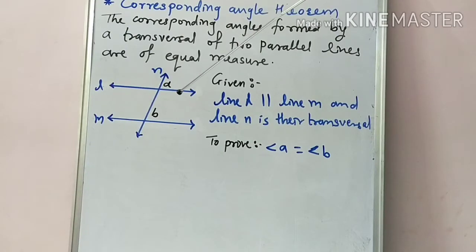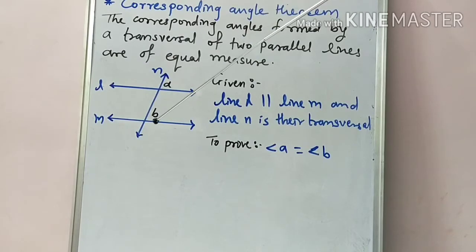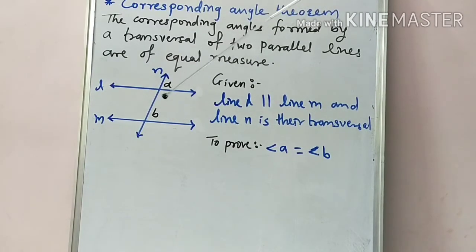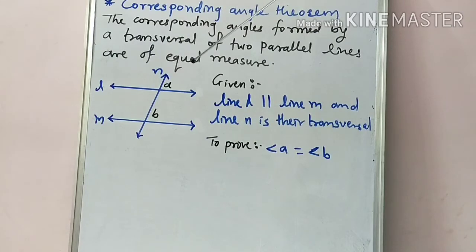So here I draw the figure: two lines, line L and line M, parallel to each other, and line N is what? Their transversal. So I write that part as given. Then here I take two corresponding angles, in the upward direction of the two lines and on the right side of the transversal, angle A and angle B, as we have to prove that these angles are of equal measures. So the to-prove part is what? Angle A equal to angle B.